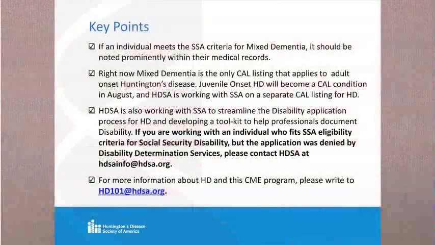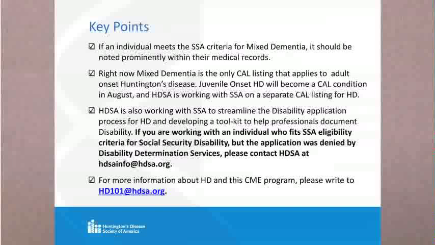I just want to review some of the key points so far. If an individual meets SSA criteria for mixed dementia, it should be noted prominently in their medical records. Right now, mixed dementia is the only compassionate allowance listing that applies to Huntington's disease. Juvenile onset Huntington's will become a compassionate allowance condition in August of 2012, and HDSA is working with SSA on a separate compassionate allowance listing for Huntington's disease in terms of the adult onset.